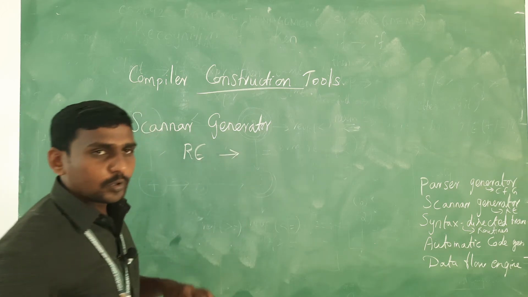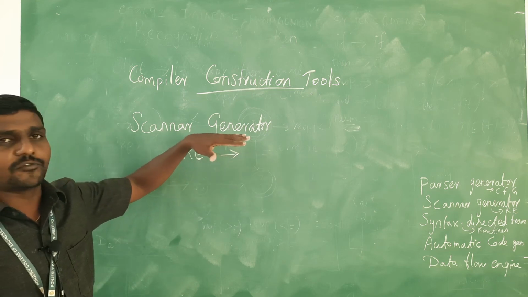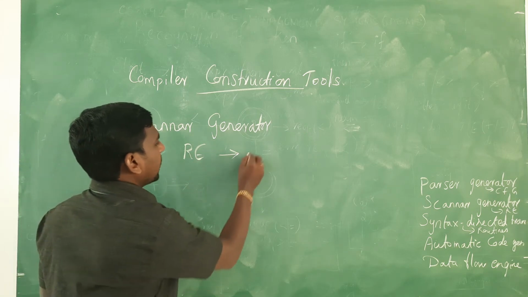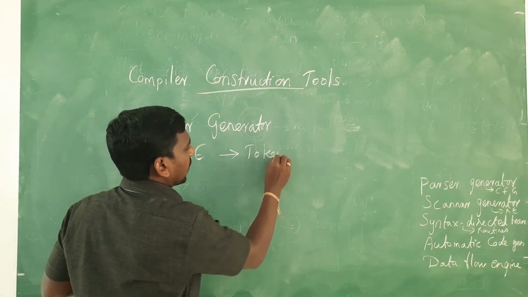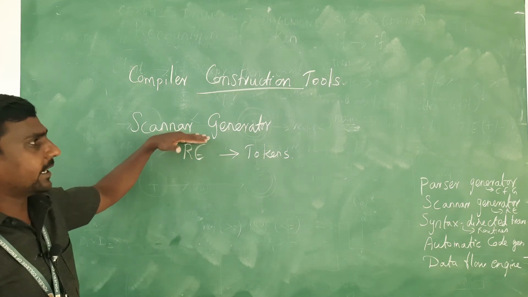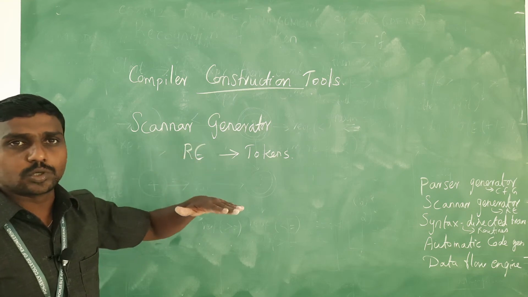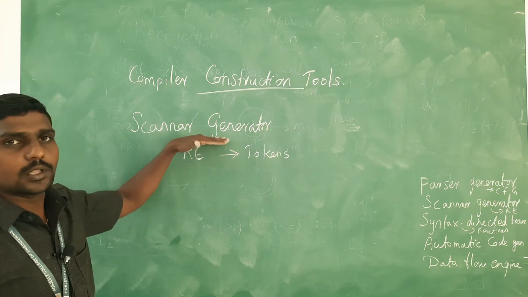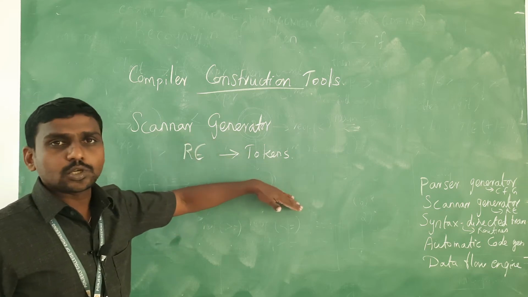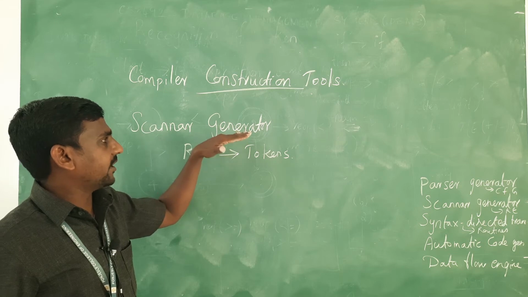and what is the output of scanner generator? What is the output of lexical analyzer? Tokens. So input is regular expression and the output is tokens. Okay, so what is scanner generator? It is a tool which is used to convert source program into token, that is the lexical analyzer tool. So the input is regular expression and the output is token, right? So this is the phase 1 tool.